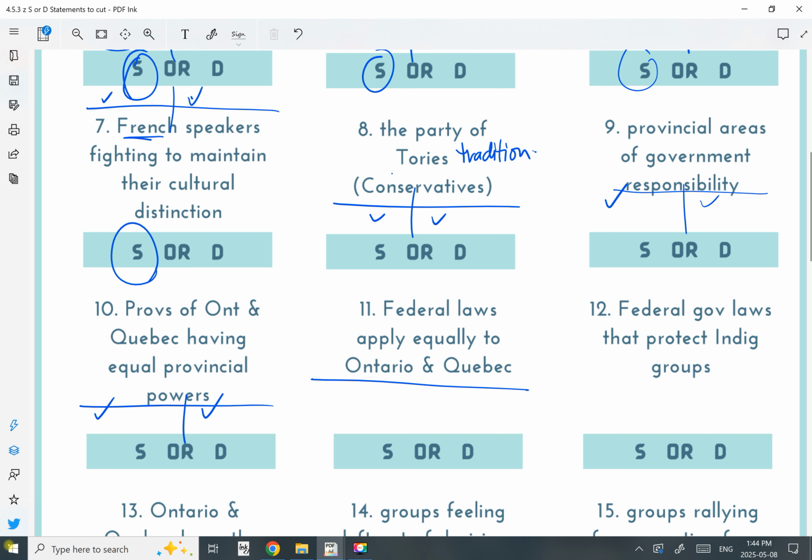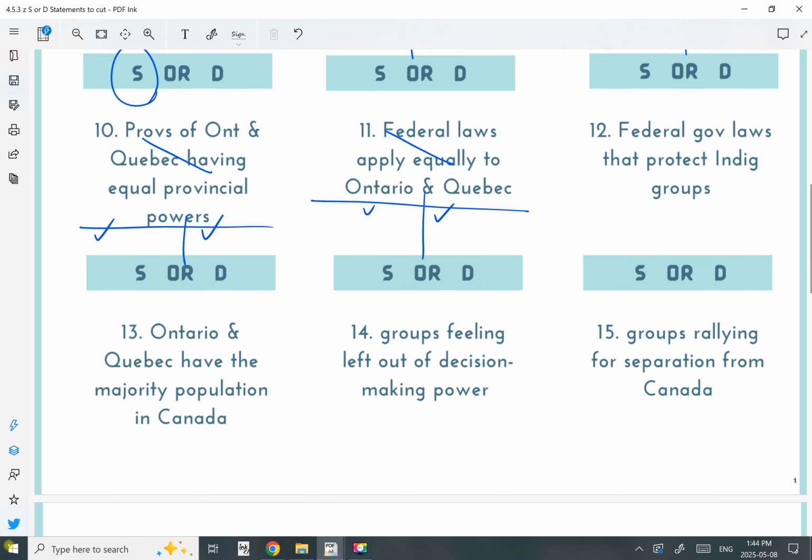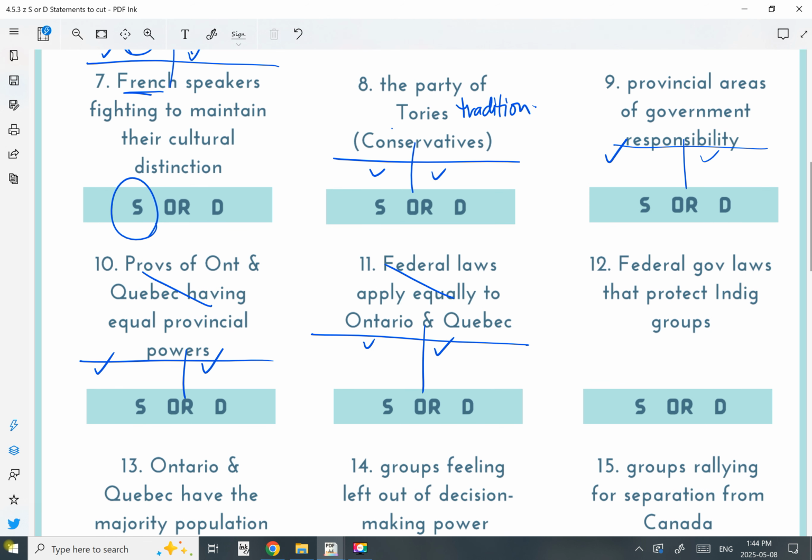Are there federal laws that apply equally to Ontario and Quebec? That's a no-brainer, yeah. Still. And maybe these aren't really relevant ones. You eventually will pick 15 of these. So you have lots of choices to pick from, right?